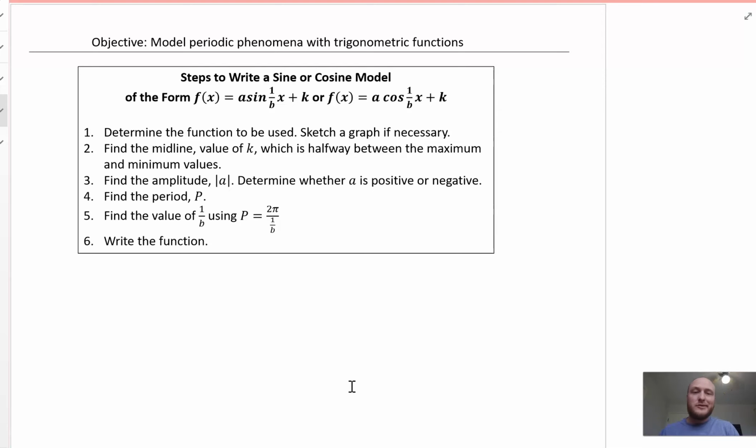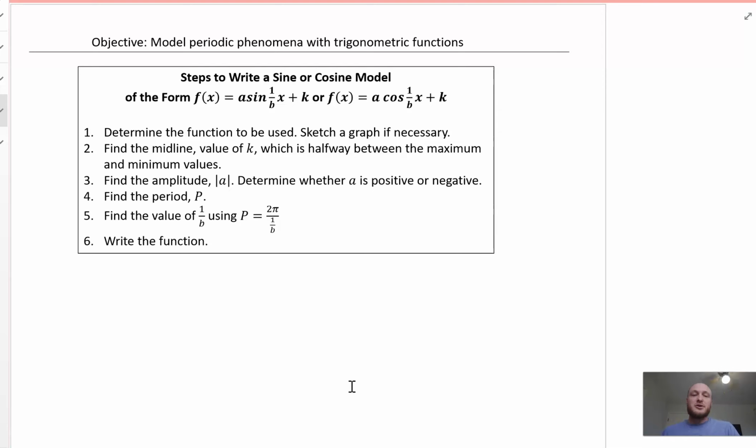Next, what you have to do is determine the amplitude, right? And if you know the midline, you know a max and a minimum, then you can easily calculate your amplitude, right? But you do have to determine, is your a value out front of your function positive or negative, and that will be determined based upon the function, okay?